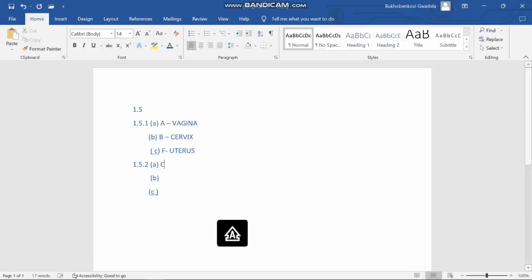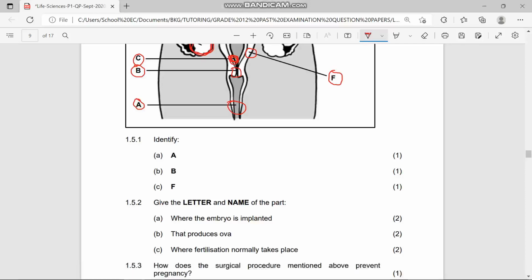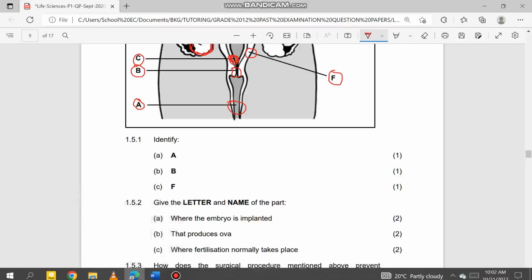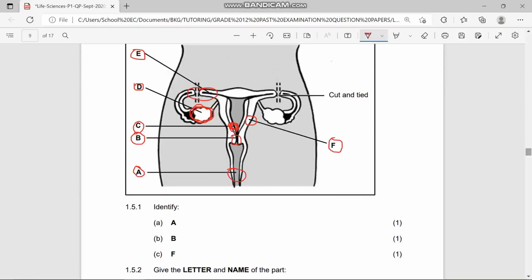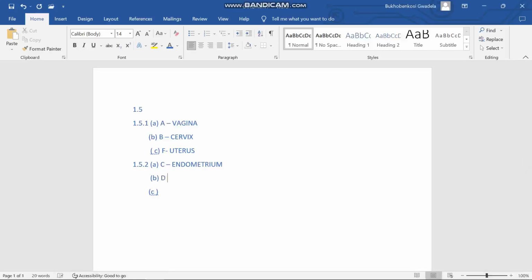C, which is endometrium. Sorry, C, the endometrium wall, or in the endometrium. B says that produces ova. It's the ovary, which is D. Ovary here, which is D. D, ovary. Okay.